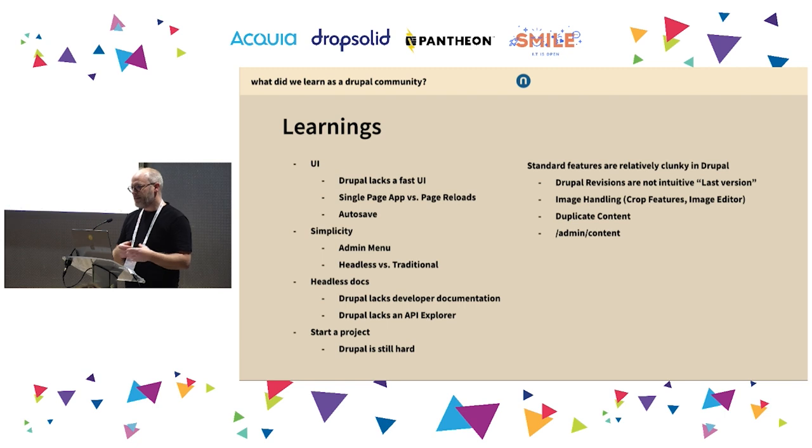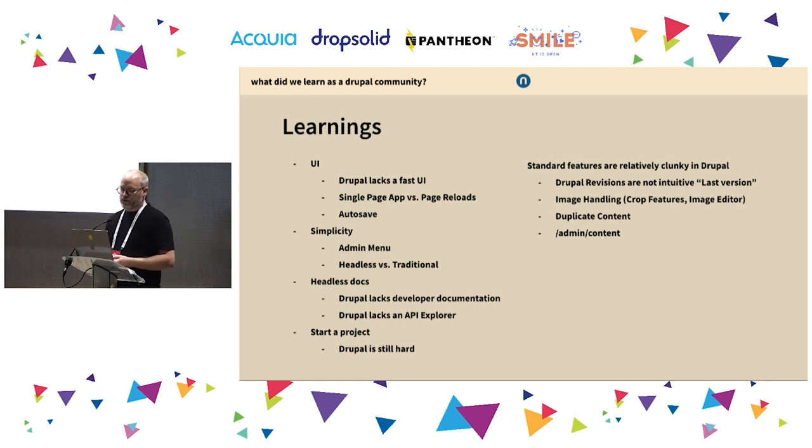And also, something like an API Explorer would be nice. JSON API in Drupal is powerful, but how do I actually load paragraphs and media items within a paragraph? This is not very self-explanatory. So we can do that much, much better. And we are actually working on an auto documentation feature within NodeHive. So you can click on API docs and it will auto-generate the API request for you. Also, starting a project in Drupal, we think it's still hard. When you are used to, let's say, the NPM world, it's much easier. You simply start a project, npm run dev, and then you're off and go.